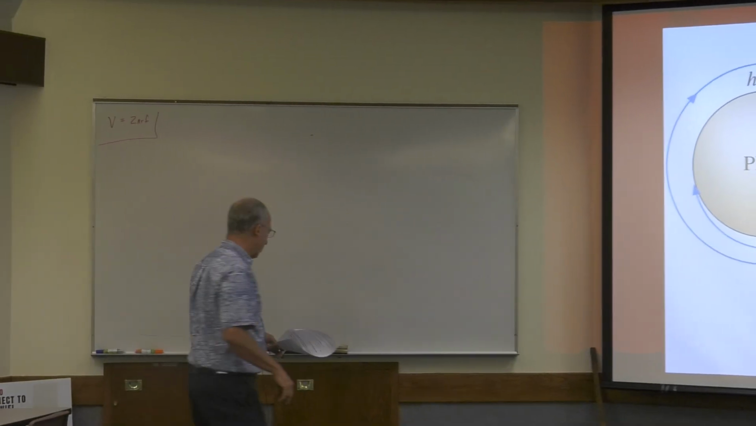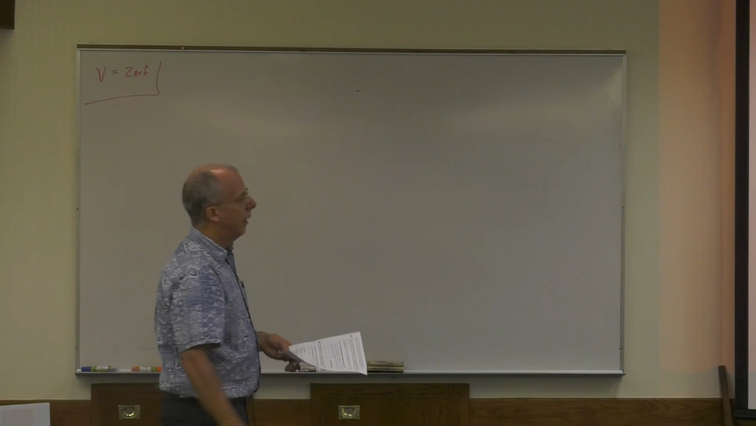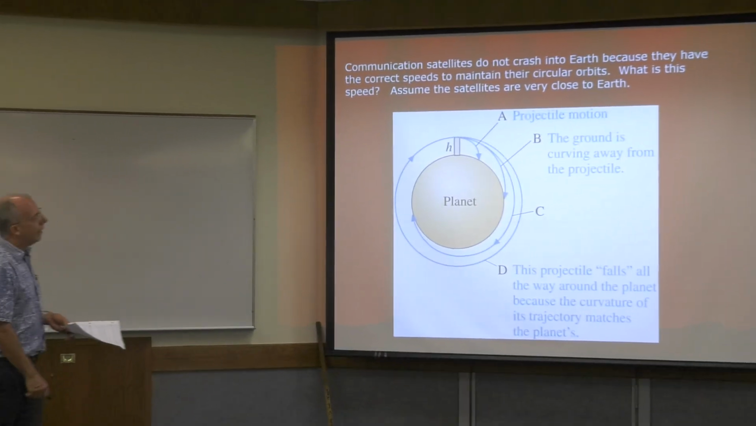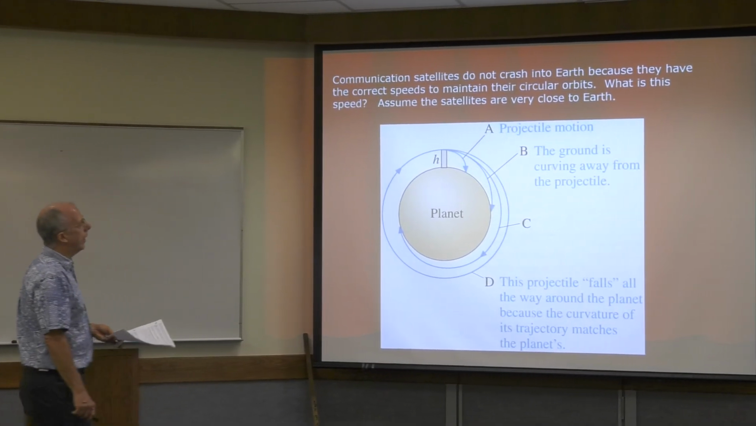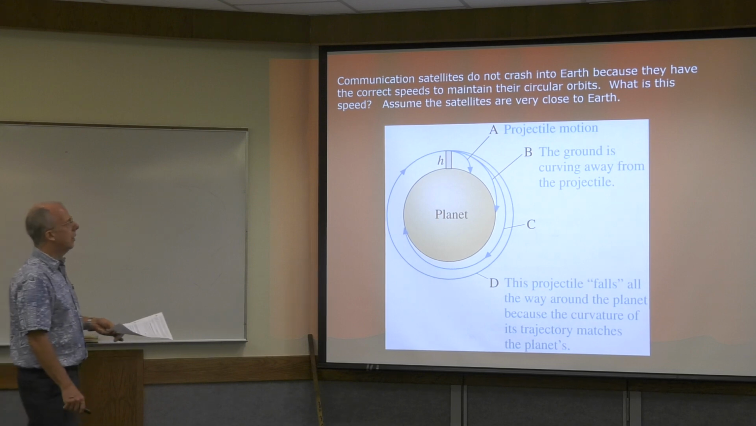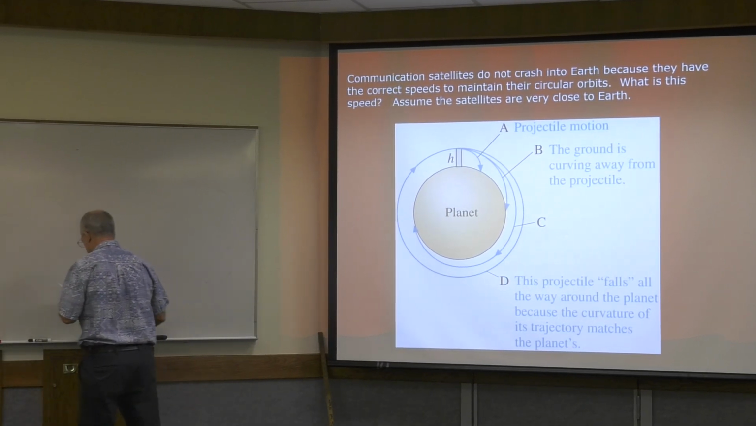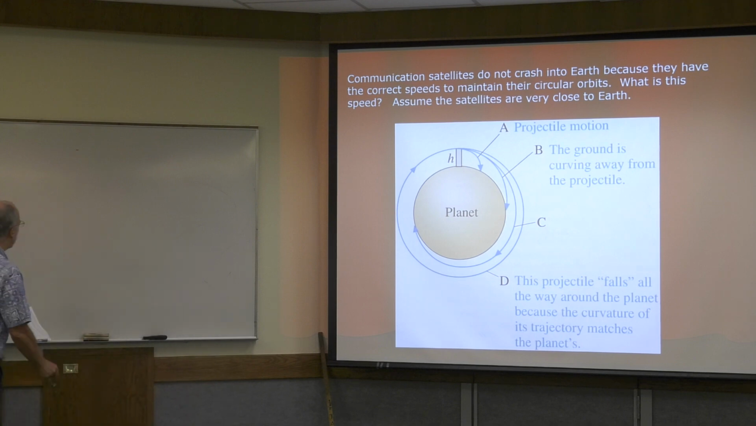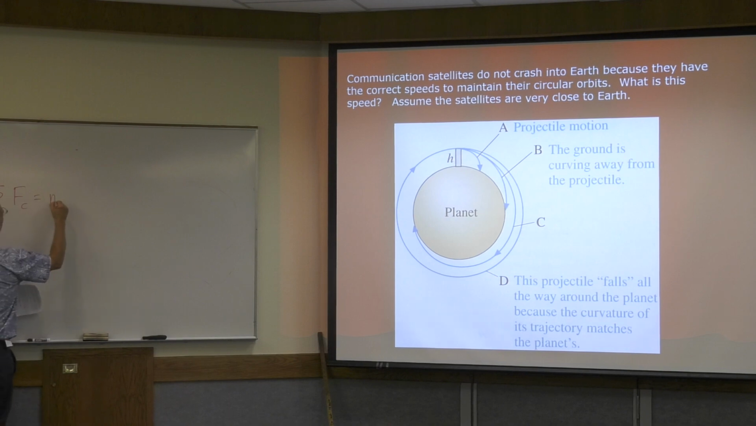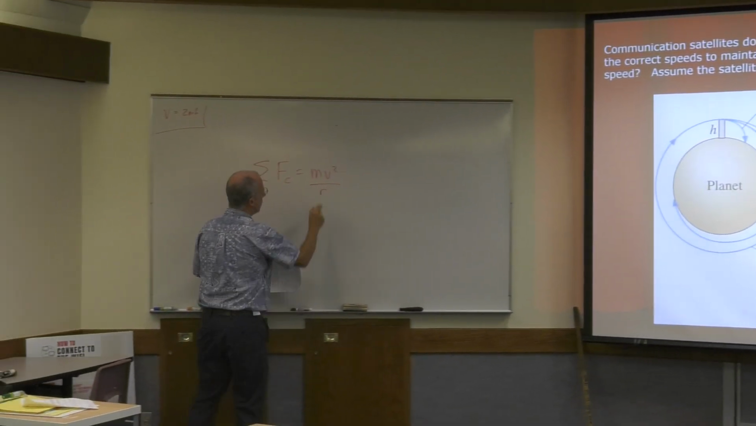Communication satellites do not crash into the Earth because they have the correct speeds to maintain their circular orbits. What is this speed? Assume the satellites are very close to the Earth. Well, circular motion, what do you write down? You don't even think about it anymore, hopefully. As soon as you see circular motion, you write it down.